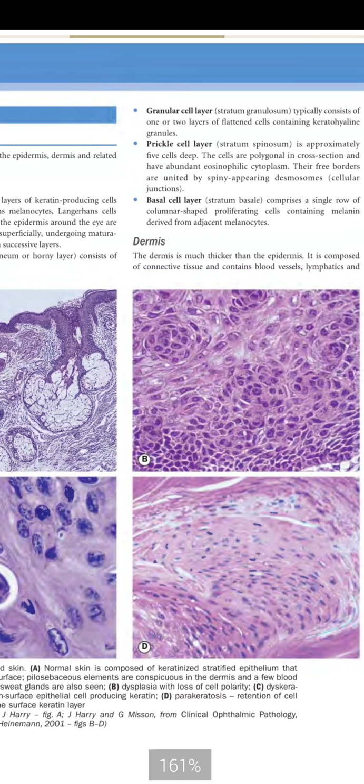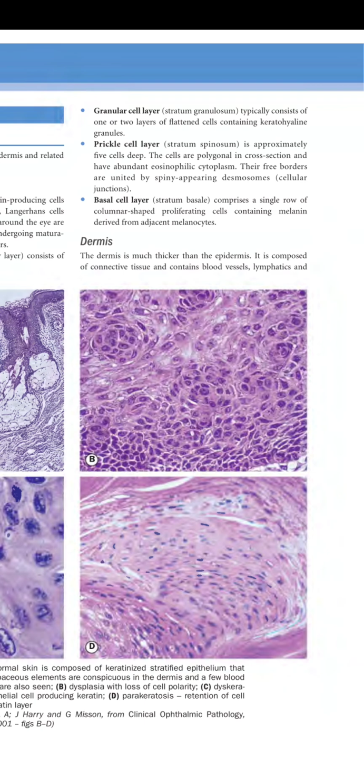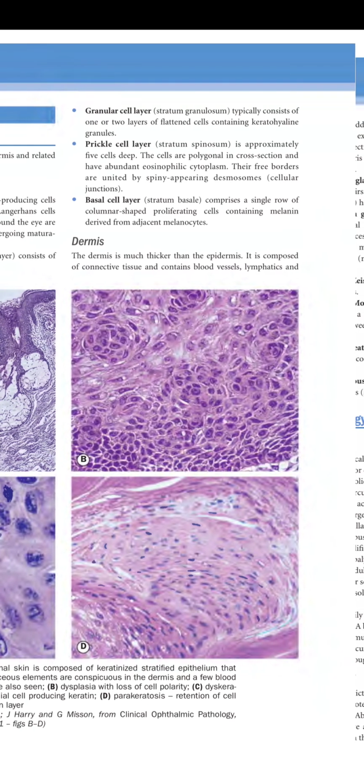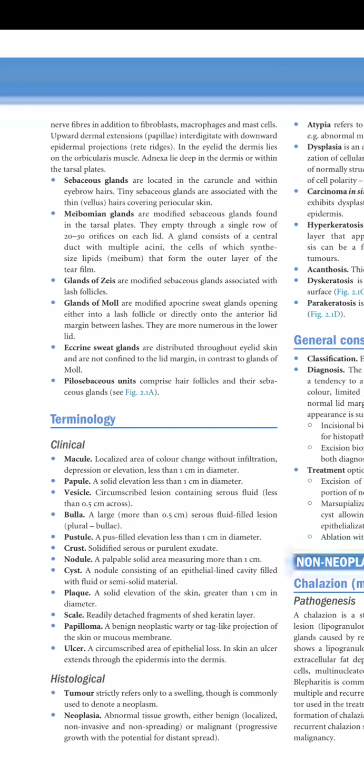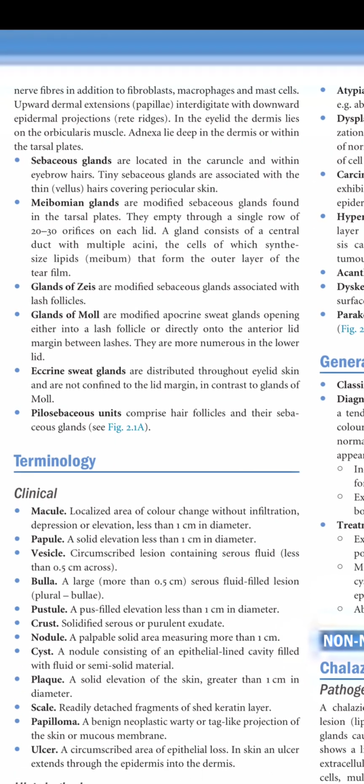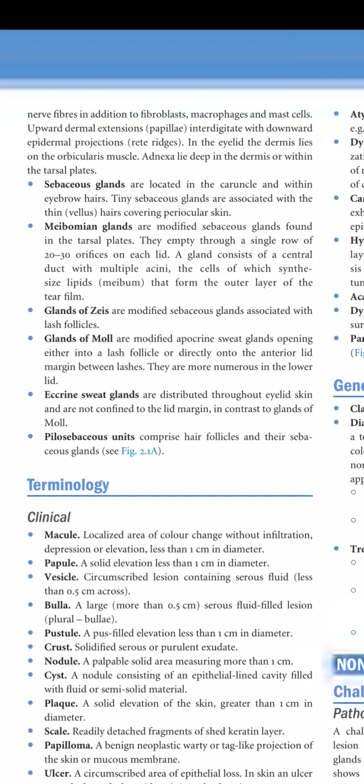The dermis is much thicker than the epidermis. It is composed of connective tissue and contains blood vessels, lymphatics, and nerve fibers, in addition to fibroblasts, macrophages, and mast cells. Upward dermal extensions, papillae, interdigitate with downward epidermal projections, rete ridges. In the eyelid, the dermis lies on the orbicularis muscle. Adnexa lie deep in the dermis or within the tarsal plates.